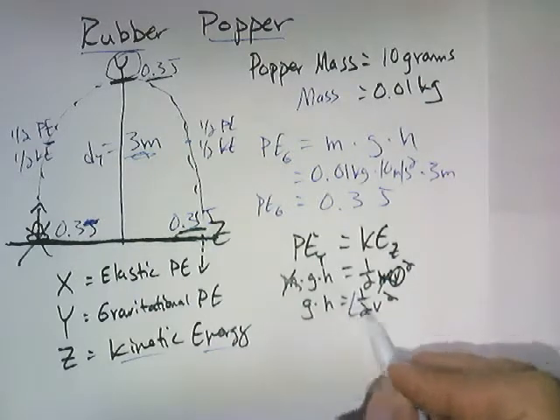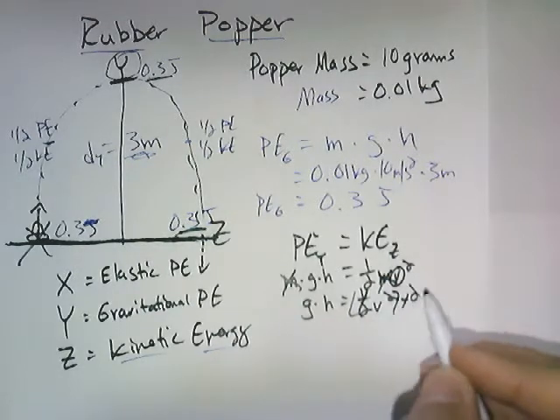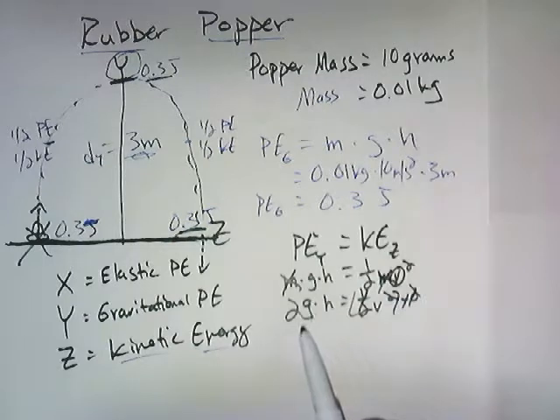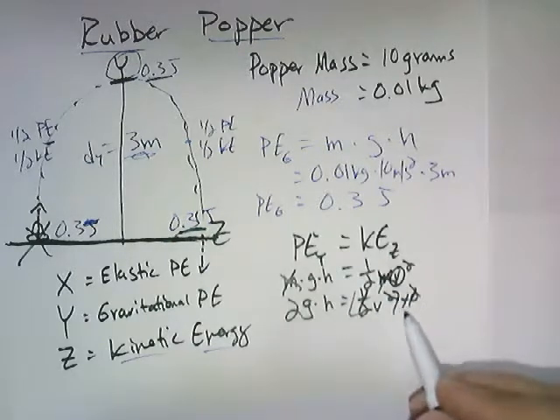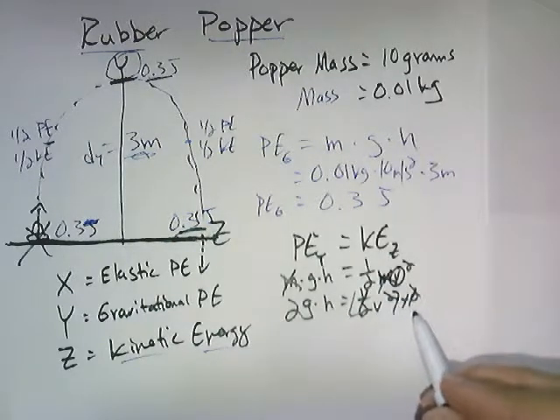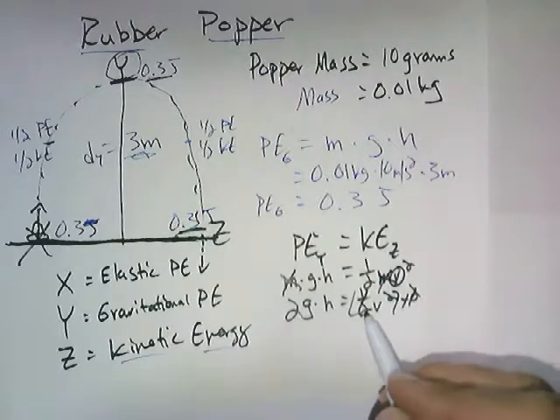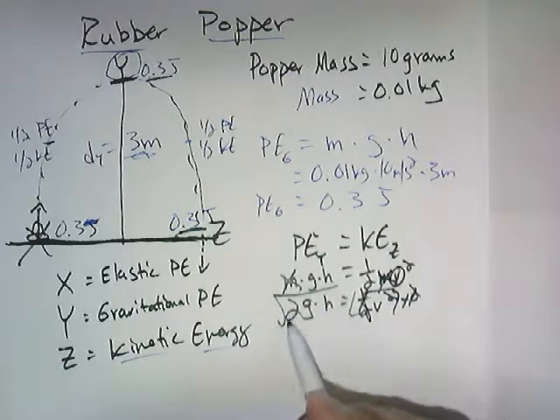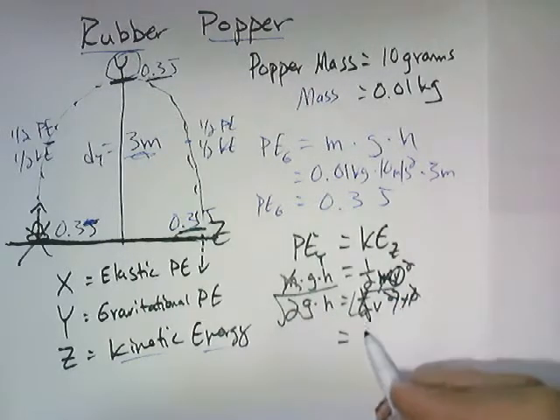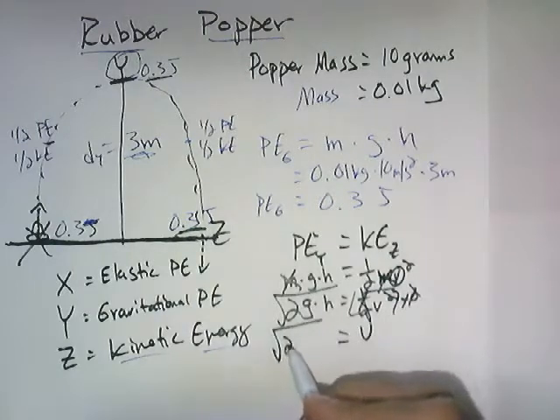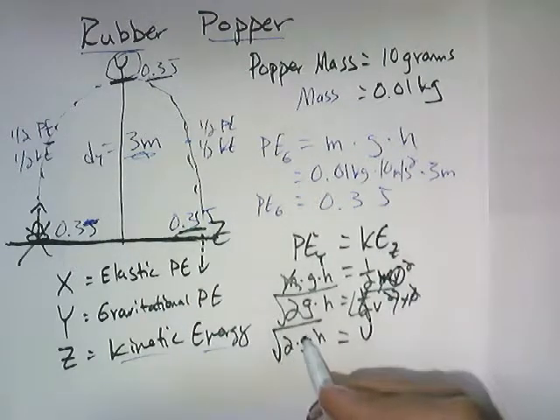So to get rid of 1/2 on this side, I have to multiply it times 2. So to get rid of this, I need to multiply this side times 2. And I have v squared here. So my v squared here, I need to square root v squared. I'm going to square root 2gh. So you'll find that the velocity is going to equal the square root of 2 times g times h.